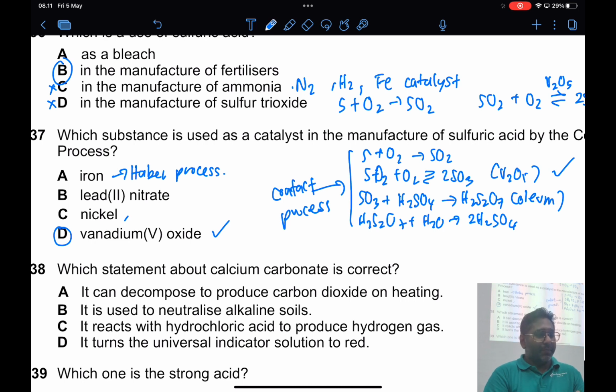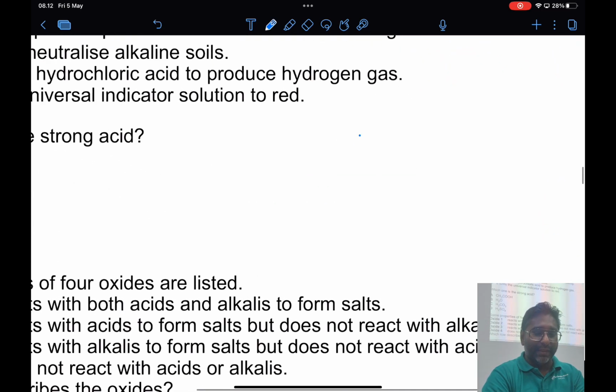Okay, someone is absent. Cheryl is absent. Your name? Jocelyn. Okay, Jocelyn. Haber process is for what? To produce ammonia. Contact process for what? To produce sulfuric acid. What is the catalyst for the Haber process? Iron. What is the catalyst for contact process? Vanadium 5 oxide. I want you guys to get this correct, yeah?